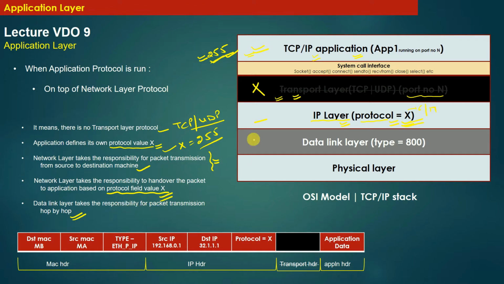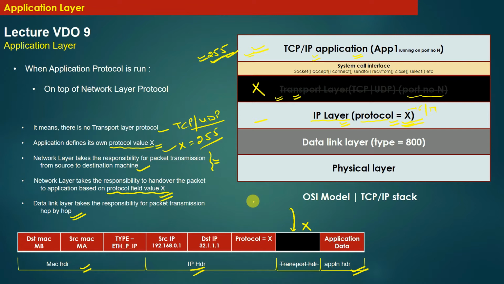So you can see that there is no transport layer in this example because we are running our application directly on top of the IP layer protocol. There is no transport layer header in the packet. So the packet that is generated by such applications will have MAC header, will have IP header, and directly will have application header. There will be no transport header. Why there will be no transport header? Because the transport layer is not being used. As simple as that.